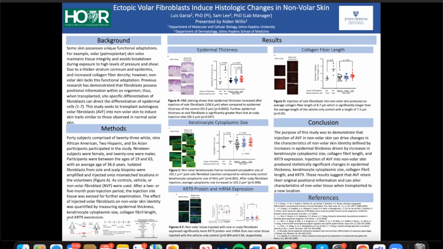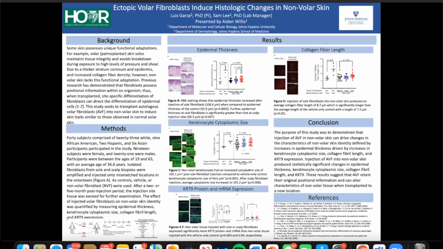Before I get into the results of our research, I'd like to give a little bit of background information on the research that we conducted. This research was conducted as part of the STUMP project within the Garza Laboratory, and the STUMP project seeks to alter skin characteristics at amputation sites to improve the quality of life for amputees.